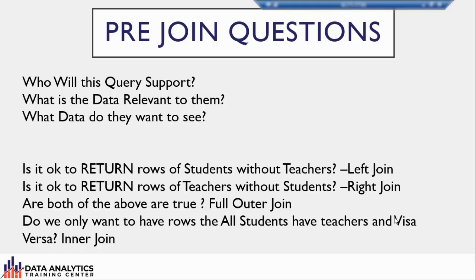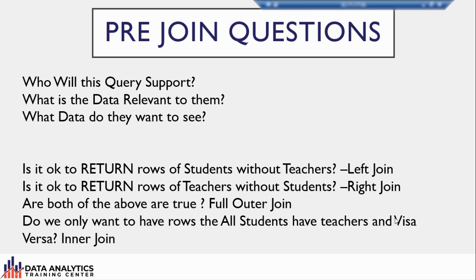Here are my pre-join questions that you're going to want to think about: who is the query that you're building for, who will it support, what data is relevant to them, and what data would they like to see? Based on that, you get an idea of the kind of join you would need to build. Is it okay to return rows of students without teachers? If that's okay, and you only want to show that and the matches, then left join might be the one you want to go with.